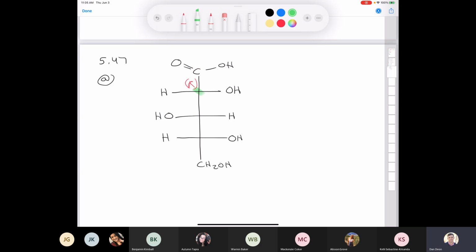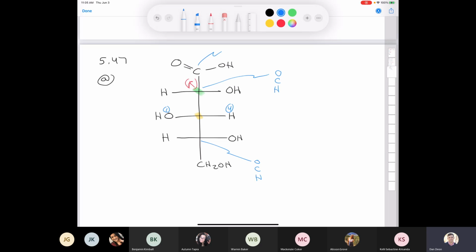If I go to the next stereocenter, I'll highlight it in yellow. We have, I'll use the blue pen. The hydrogen is going to be lowest. Oxygen is going to be first. This carbon is attached to oxygen, carbon, hydrogen. This carbon is attached to oxygen, carbon, hydrogen. We don't have a tiebreaker. So we go to the next one.